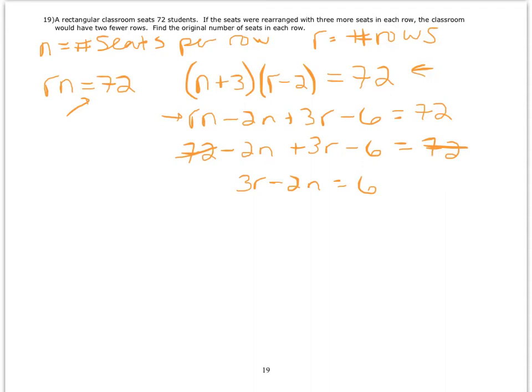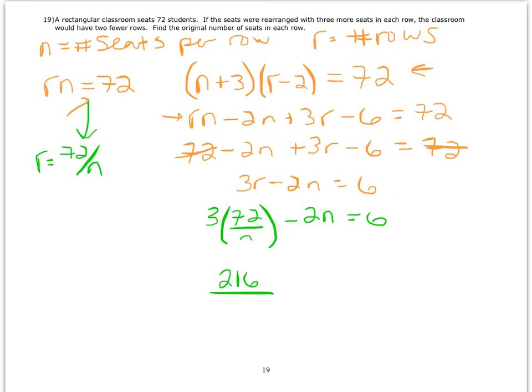So 2 variables, I need to get rid of one, I'm going to use substitution. I'm going to go over to my other equation and solve for one of my variables. Let's say I'm going to solve for r. You can choose either one. r would be 72 over n. And then I come back to the equation I was just working with, and I replace the r with 72 over n. I can do a quick simplification here. 3 times 72 is 216, so this is 216 over n minus 2n equals 6.